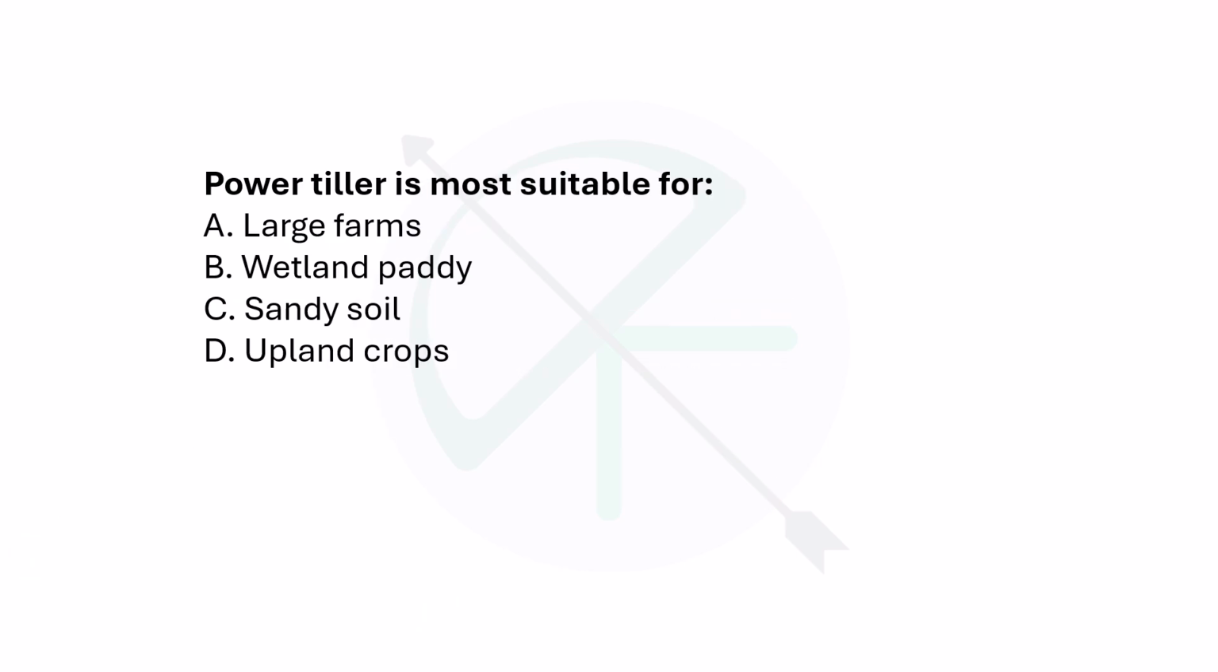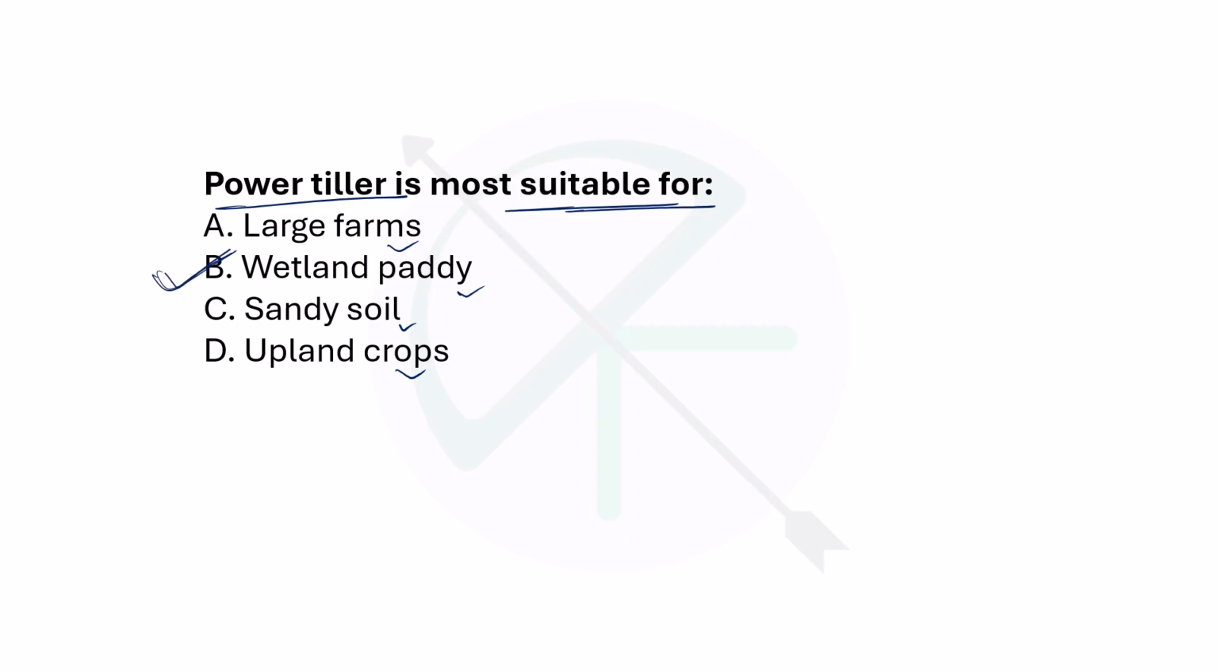Moving on to the next question. Power tiller is most suitable for which type of conditions? Large farms, wetland paddy, sandy soil or upland crops? The right answer for this would be wetland paddy, right?